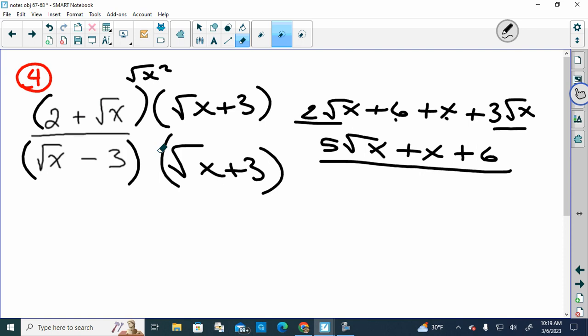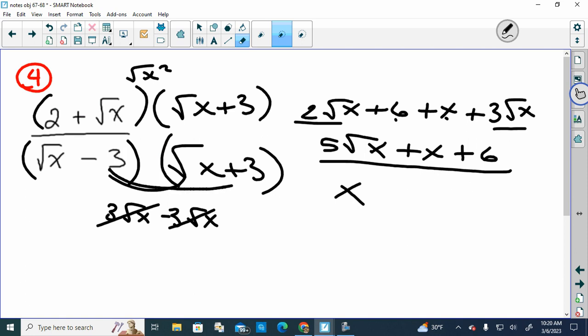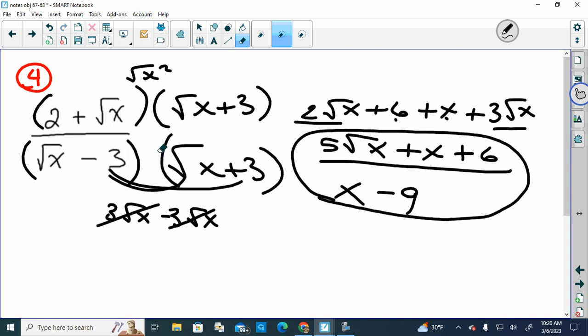Okay, so now on the bottom, we do the same thing. So rad x times rad x is just going to be x. That times that's going to give me 3 rad x, right? But then this times this gives me negative 3 rad x, so what happens to those? Cancel each other out. That's why we did the positive thing. And then we've got a negative 3 times 3, which is negative 9. Okay, I have no more radicals on the bottom.